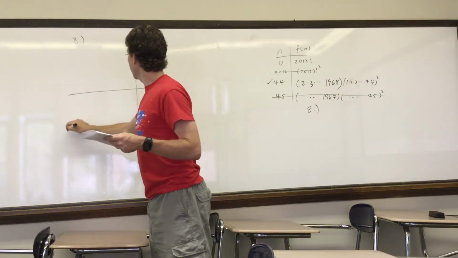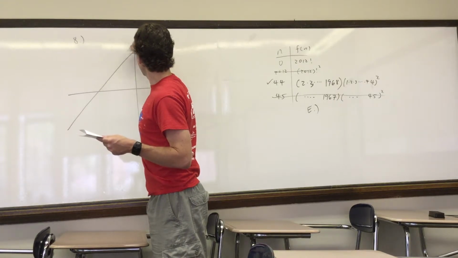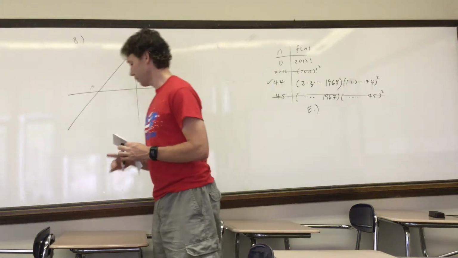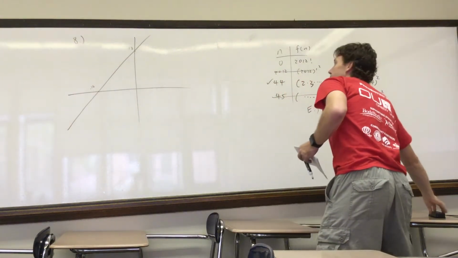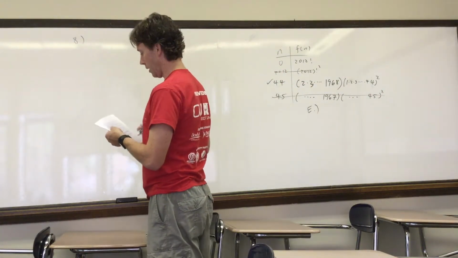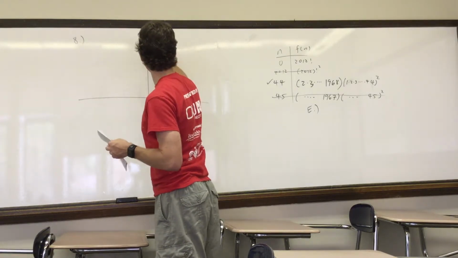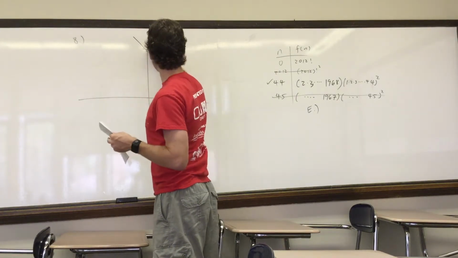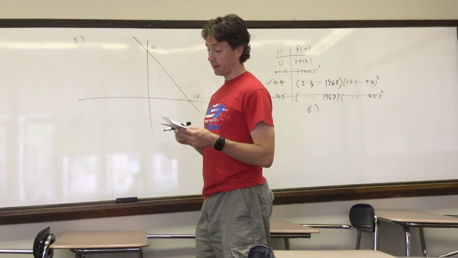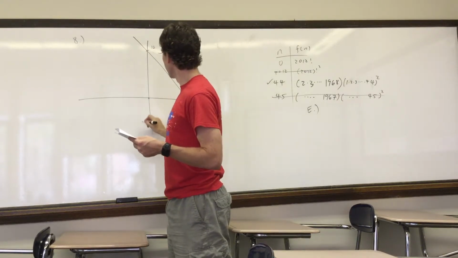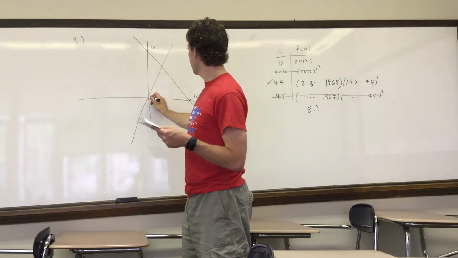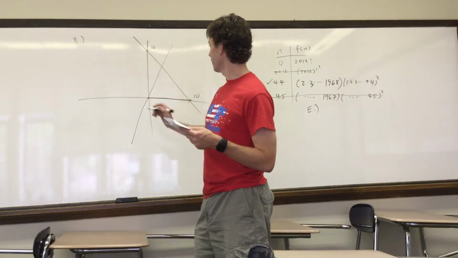X plus y equals 10 is one of the lines. X plus y equals 10 is going to be the line with slope -1 and intercepts at 10 and 10. 3x minus y equals 0 is the line through the origin with slope 3. And the x-axis is the third line. All right.